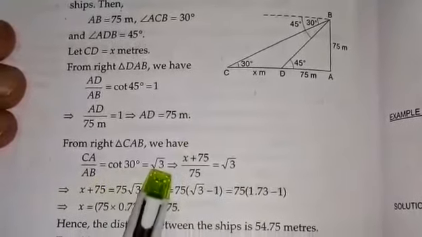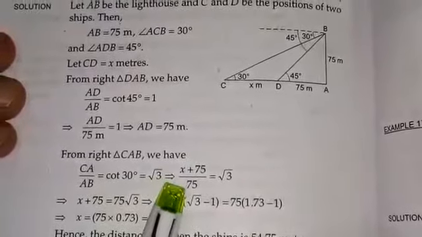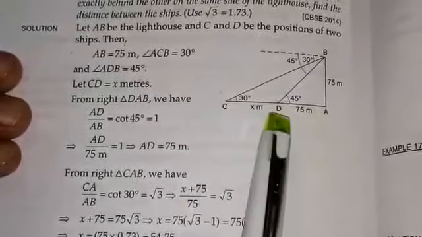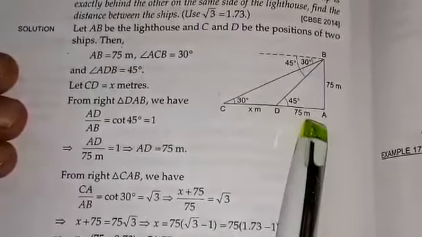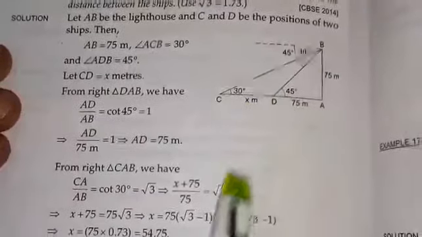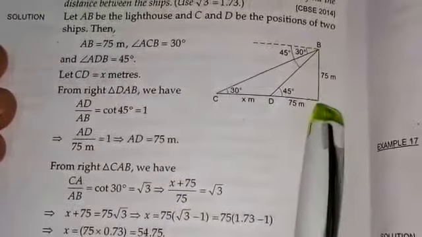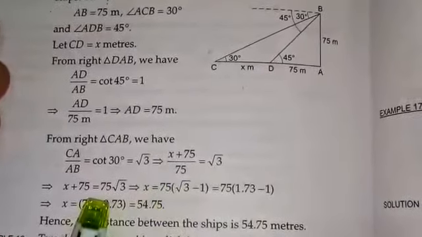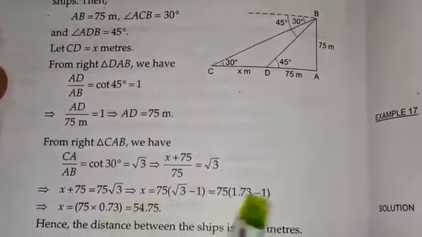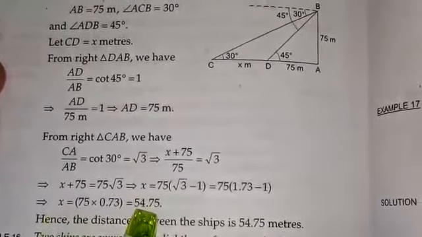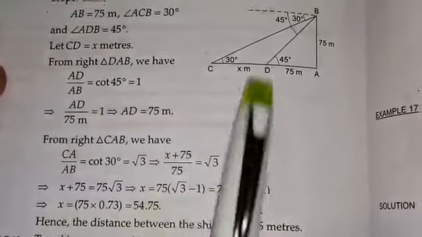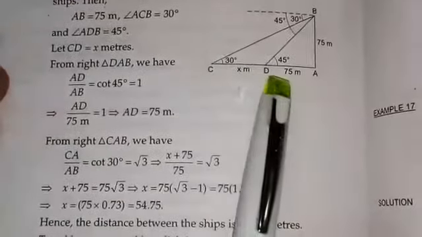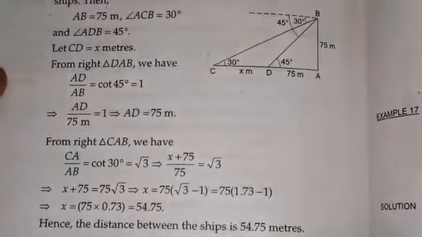The value of cot 30 is root 3. So root 3 is equal to AC, or CA is x plus 75. Or you could simply write CD plus 75. Here they have marked CD as x, so x plus 75 by AB, which we know is 75. So you will have to cross multiply and simplify and find the value of x, which is 54.75. And what is x? X is CD, and that is the distance between the two ships, which we had to find. So the distance between the two ships is 54.75 meters.